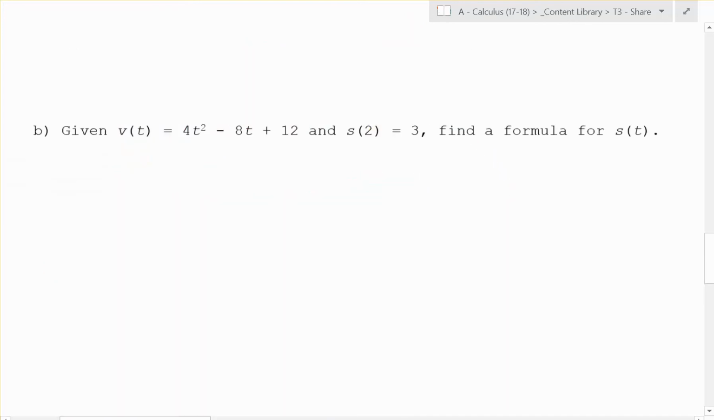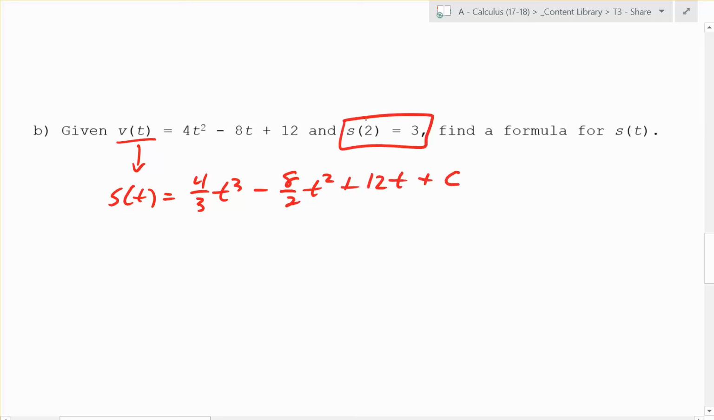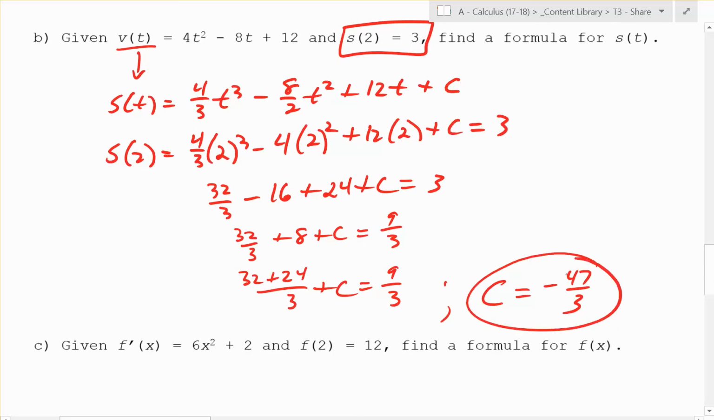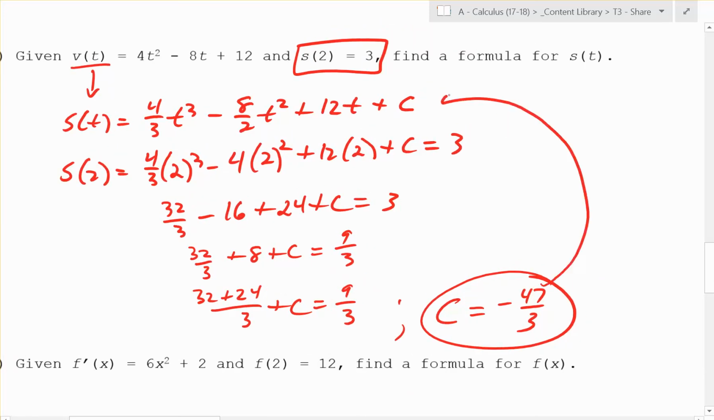So let's do the same thing one more time. Let's integrate this velocity and turn it into s of t. So that's going to be 4 over 3 t cubed minus 8 over 2 t squared plus 12t plus c. But we know s of 2 is 3. So when you plug in 2, you get 3. So 4/3 times 2 cubed minus 4, 8 over 2 is 4, times 2 squared plus 12 times 2 plus c, and that's going to equal 3. So if you do this out, you just have to be careful with the fractions, but you get c is equal to negative 47 over 3. You plug that in right there.